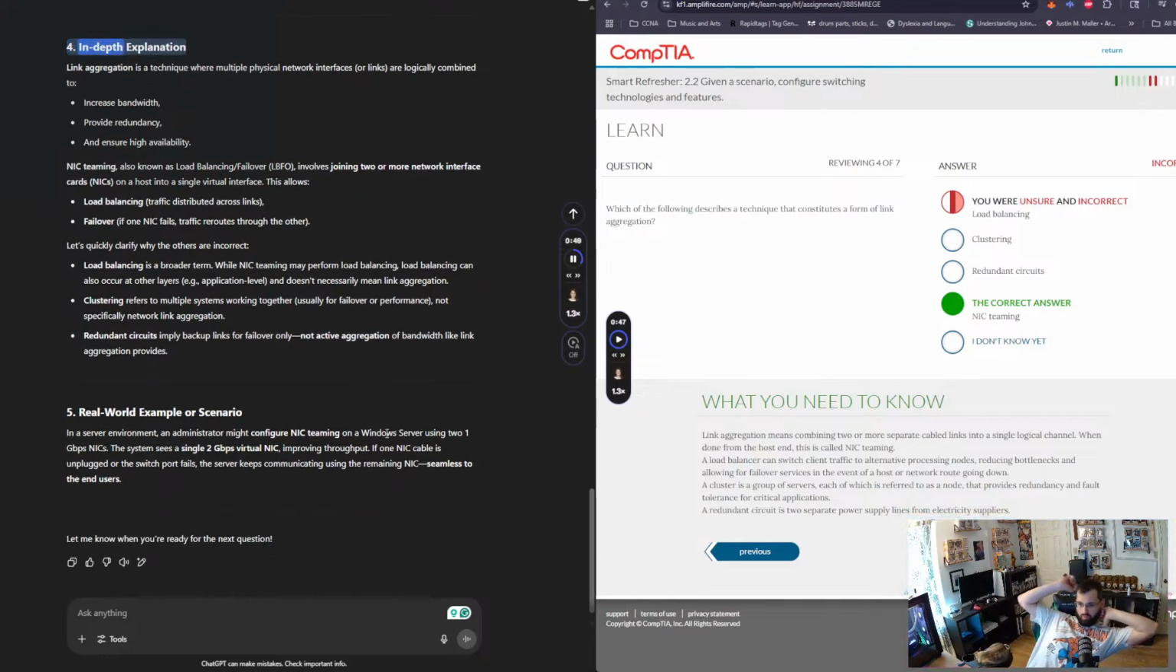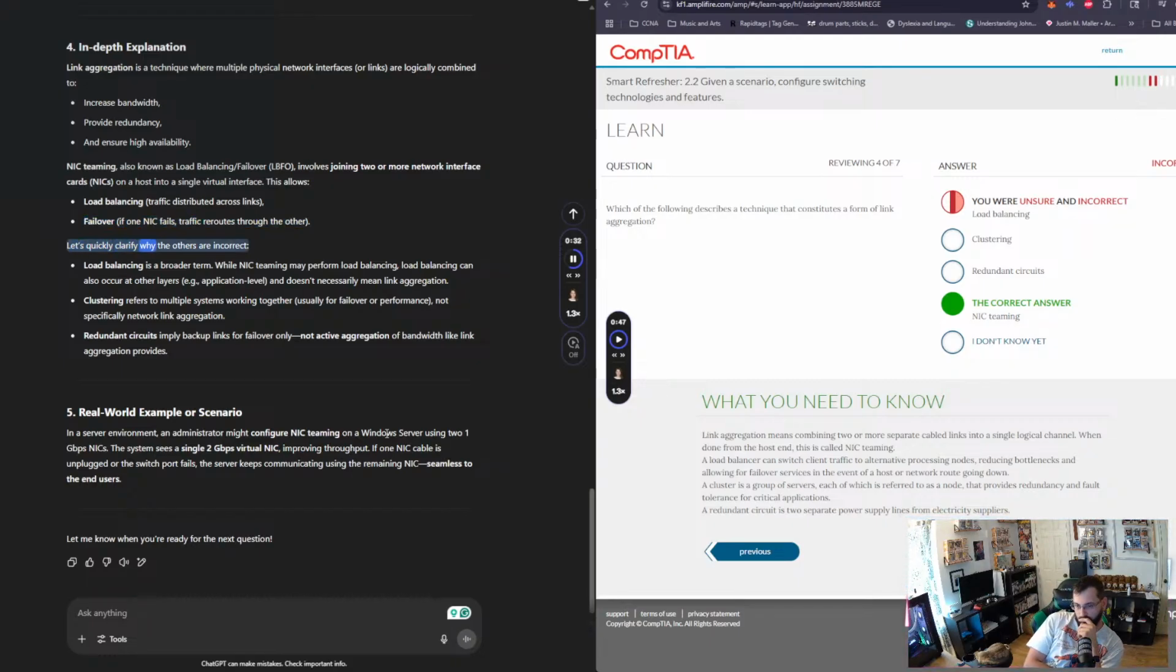4. In-depth explanation. Link aggregation is a technique where multiple physical network interfaces or links are logically combined to increase bandwidth, provide redundancy, and ensure high availability. NIC teaming, also known as load balancing and failover, LBFO, involves joining two or more network interface cards, NICs, on a host into a single virtual interface. This allows load balancing of traffic distributed across links, and failover. If one NIC fails, traffic reroutes through the other.